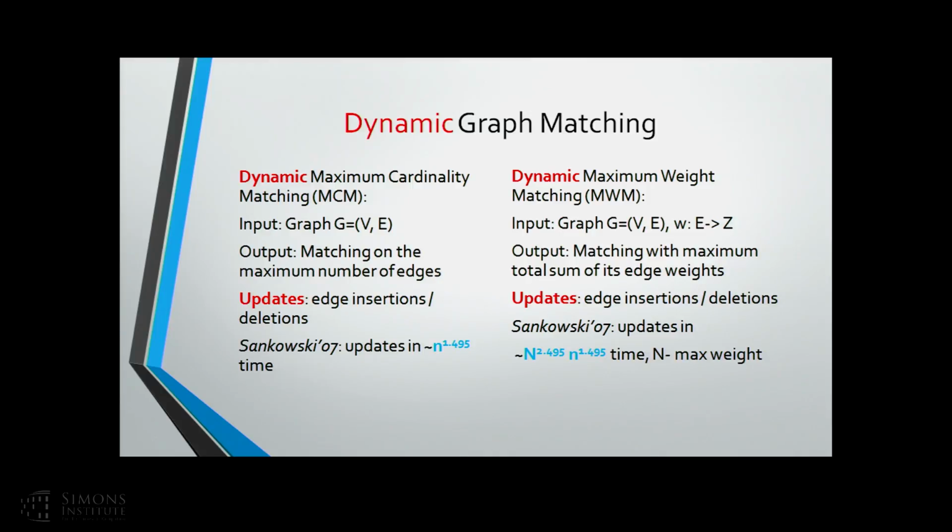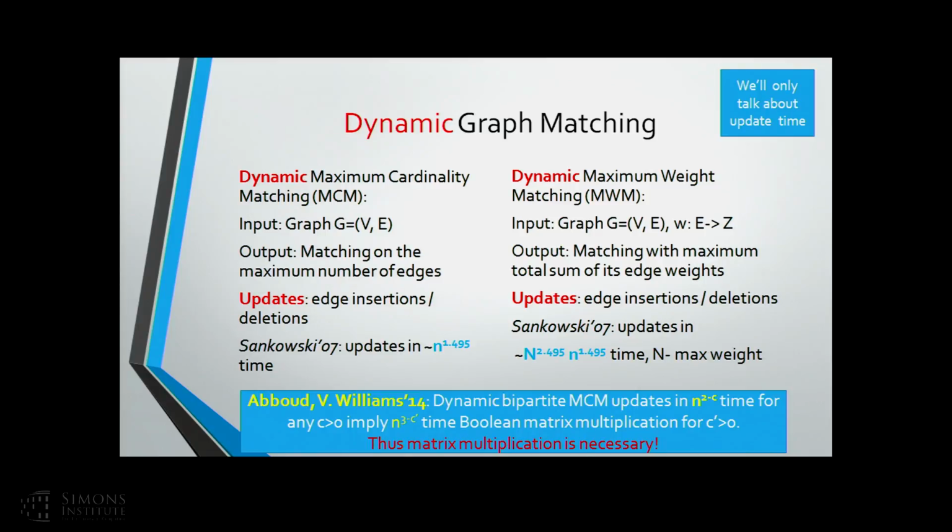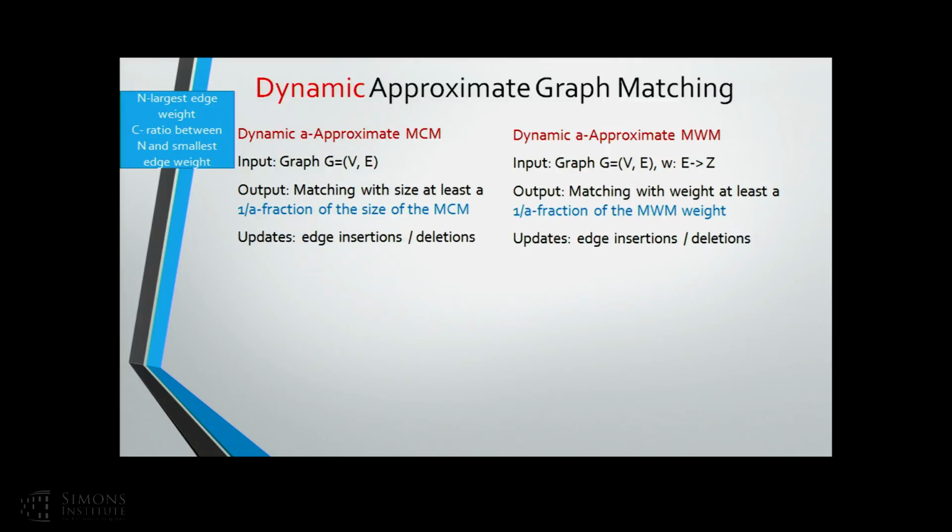And it turns out that in a certain sense, matrix multiplication is necessary. So we were able to show something like this. You can actually reduce Boolean matrix multiplication to dynamic matching, even in the maximum cardinality case, and even when the graph is bipartite. So in a certain sense, for dynamic exact matching, you need matrix multiplication. So now the question is, what if I don't want an exact matching? What if I want an approximate matching?